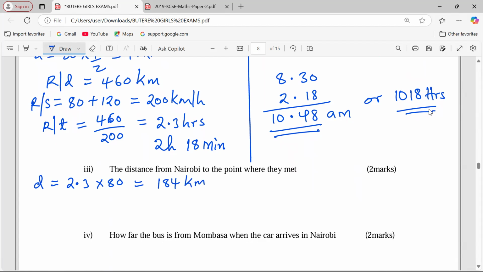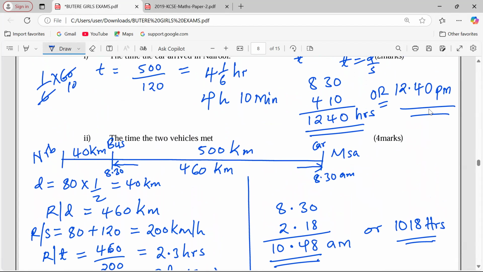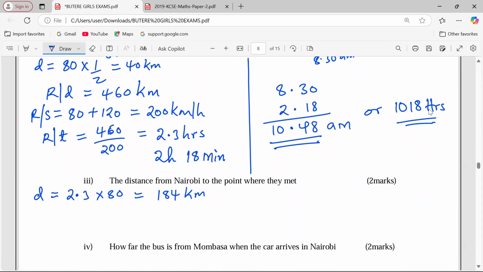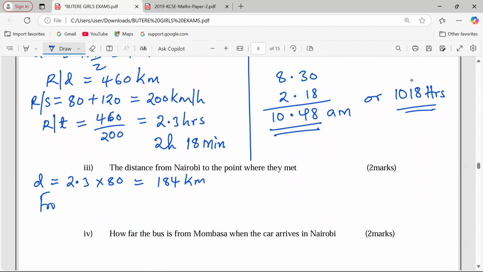So the distance of 184 kilometers is from 8:30 until they met. But you're supposed to know that it had covered 40 earlier. 40 kilometers had been covered. Meaning that the total distance from Nairobi shall be 184 plus the 40 covered earlier. This will give us 224 kilometers.